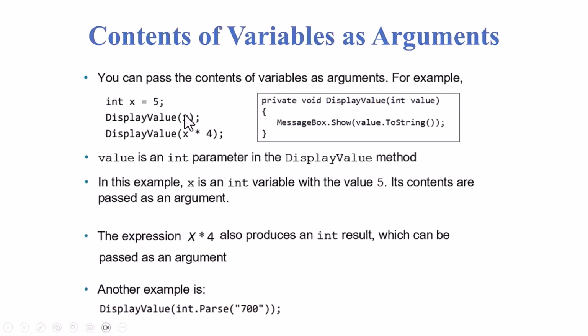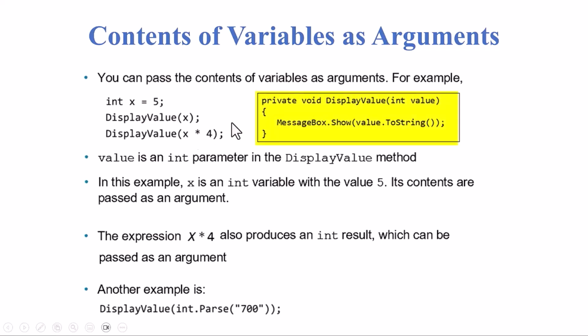We can pass the contents of variables as arguments. For example, we've got an integer, x equals 5. We're going to go ahead and establish that in our program. And our program is going to say display value. It's going to call the method display value, and it's going to pass it x, which happens to be a 5. We can also call it again and say display value x times 4, which will multiply 5 times 4 and actually pass a 20 to it.